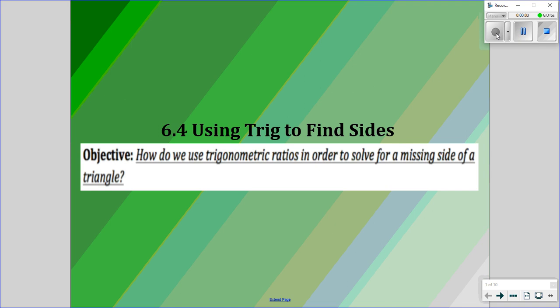Hi, our next lesson is 6.4, using trig to find sides. So the objective is, how do we use trig ratios in order to solve for a missing side of a triangle? You've already learned about the three ratios, sine, cosine, and tangent, and how to find the ratios if they ask you for tangent, sine, cosine, stuff like that. And of course, you also learned about SOHCAHTOA. Now you're going to go a step further, and they're going to give you a missing side, and you have to use what they give you in order to find that missing side.